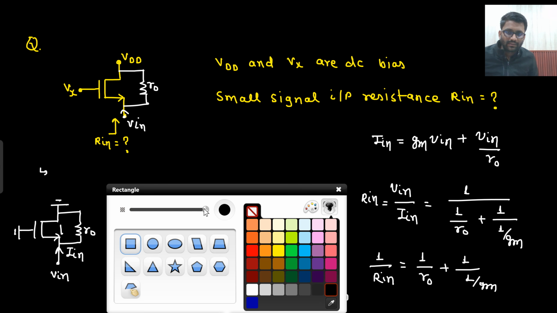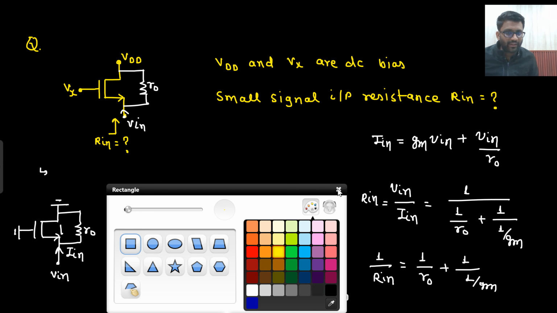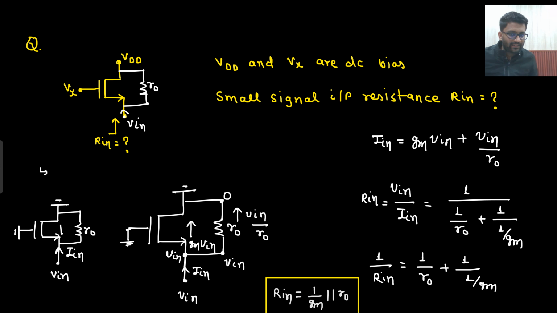In the examination, it will not take this much time. Believe me, this is very, very easy. Without even learning any model, without going into complexity, we are solving the problem, and with this concept you will be able to solve any problem from MOS. What we are applying: first, we write down our target, which is to find R in, V in by I in. So I in is equal to gm V in plus V in by R naught. So V in by I in is equal to 1 by gm parallel with R naught.